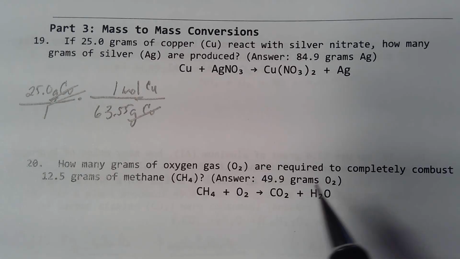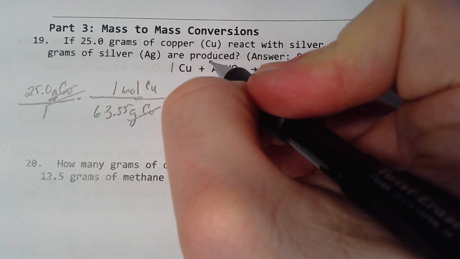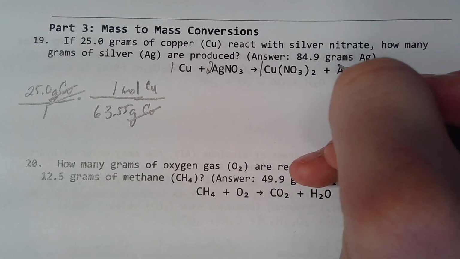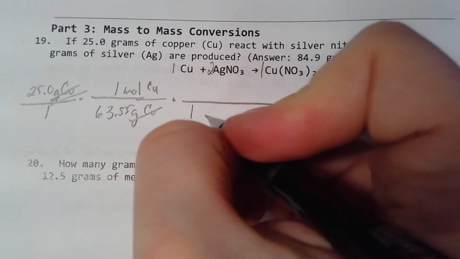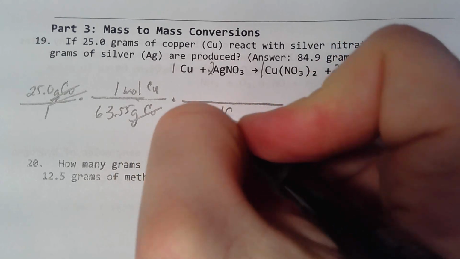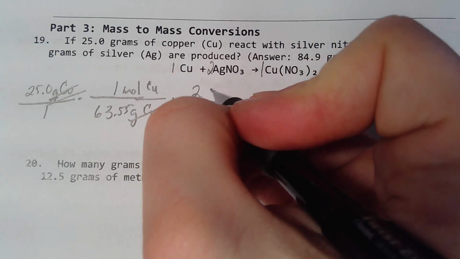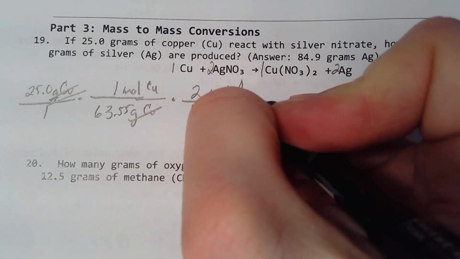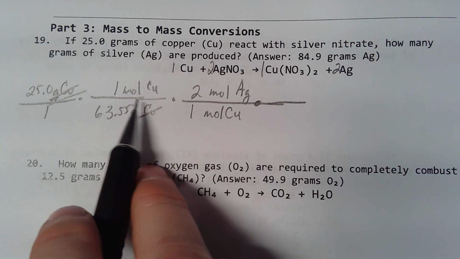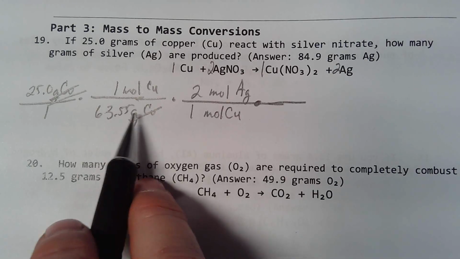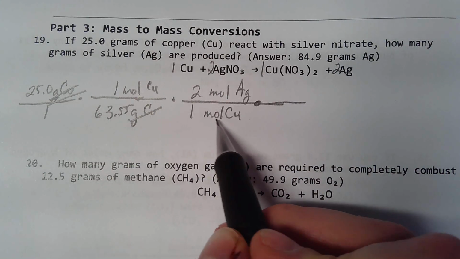So let's balance the equation. The coefficients of the balanced equation for this one are 1, 2, 1, 2. So I want to put moles of copper on the bottom. For every 1 mole of copper, I have 2 moles of silver. Notice that for each one of these values that I'm putting down, I am including not only the number, but the unit and the formula for it. So a number, a unit, and a formula for each one of these values.